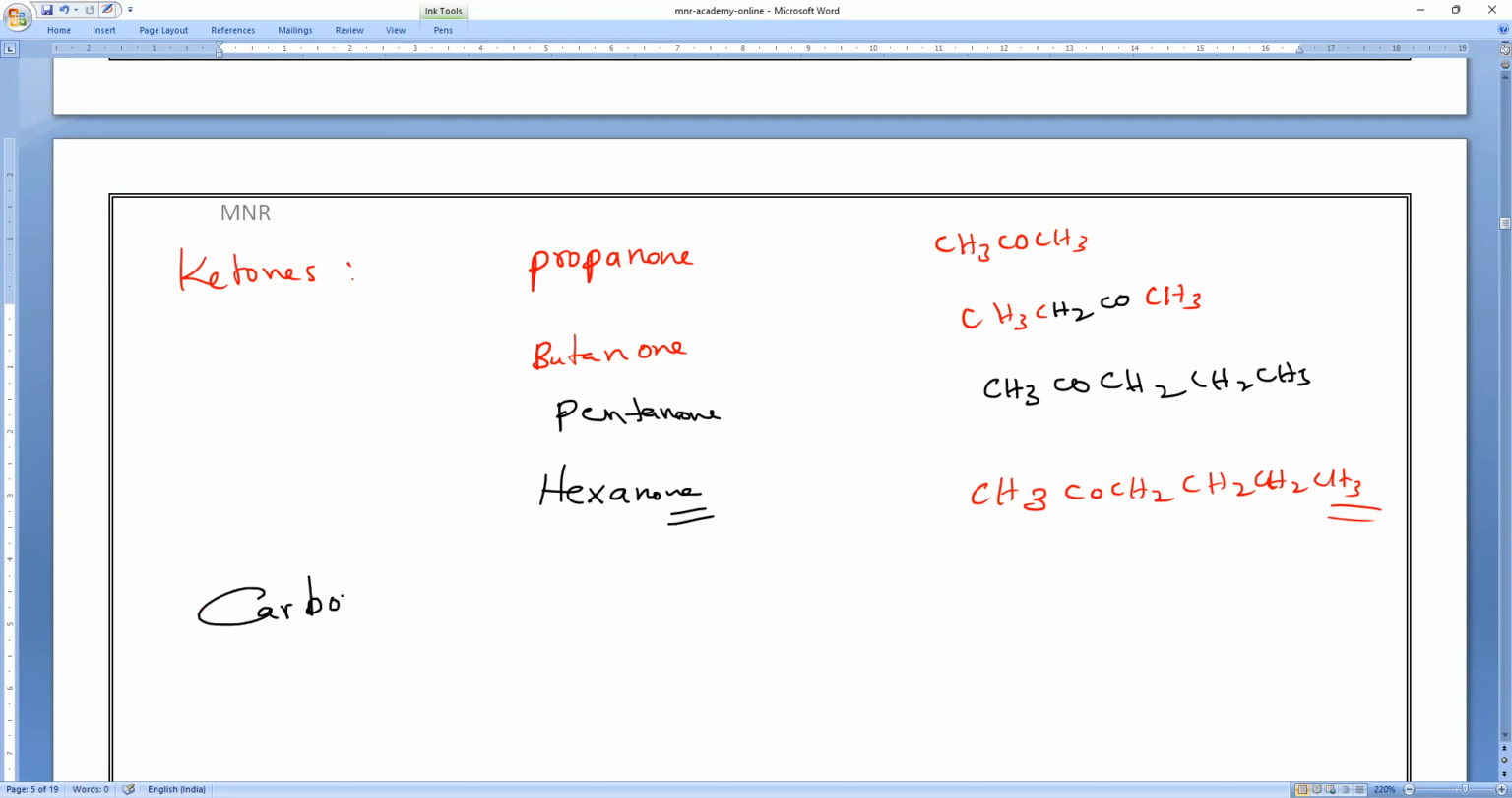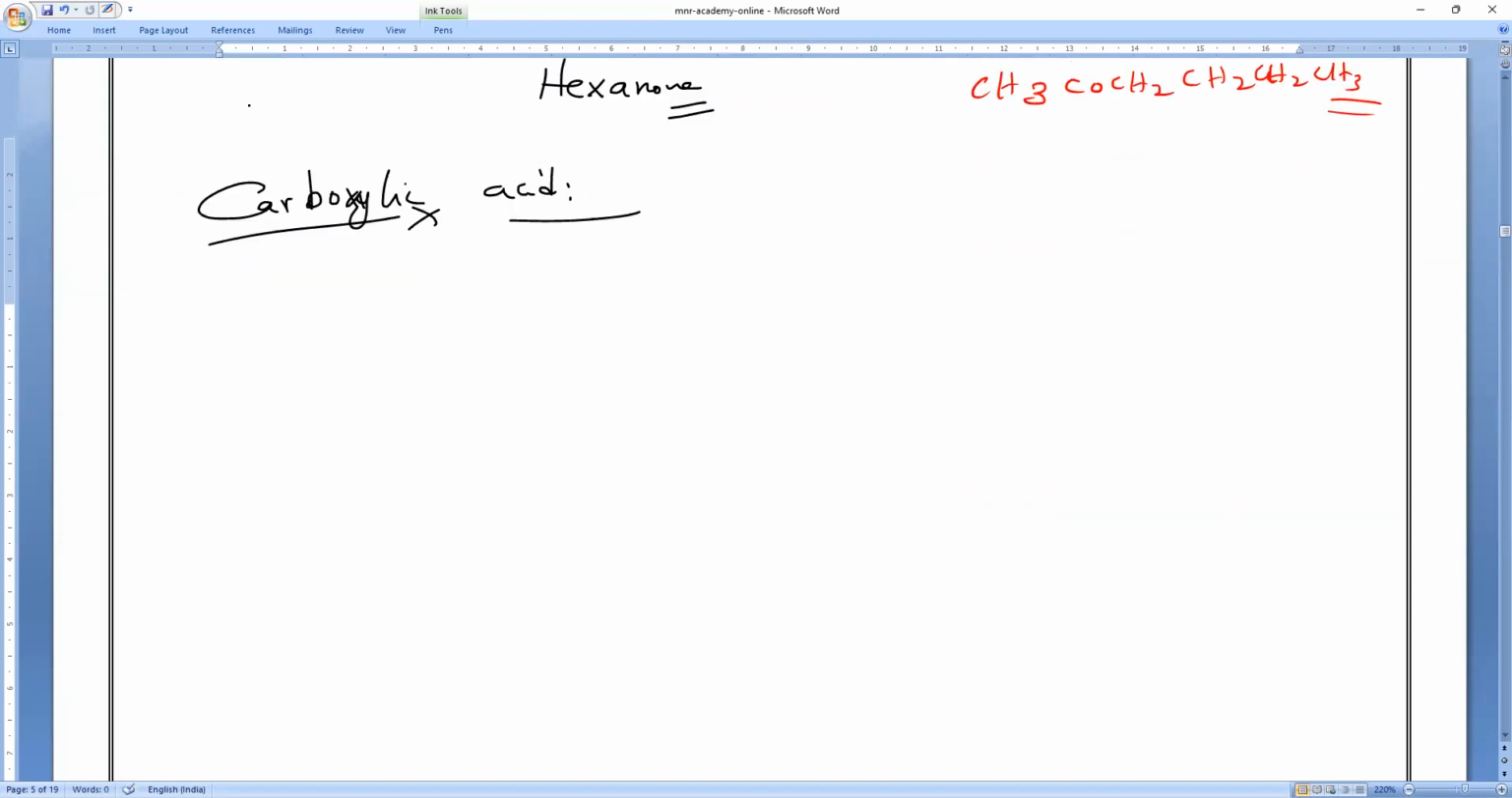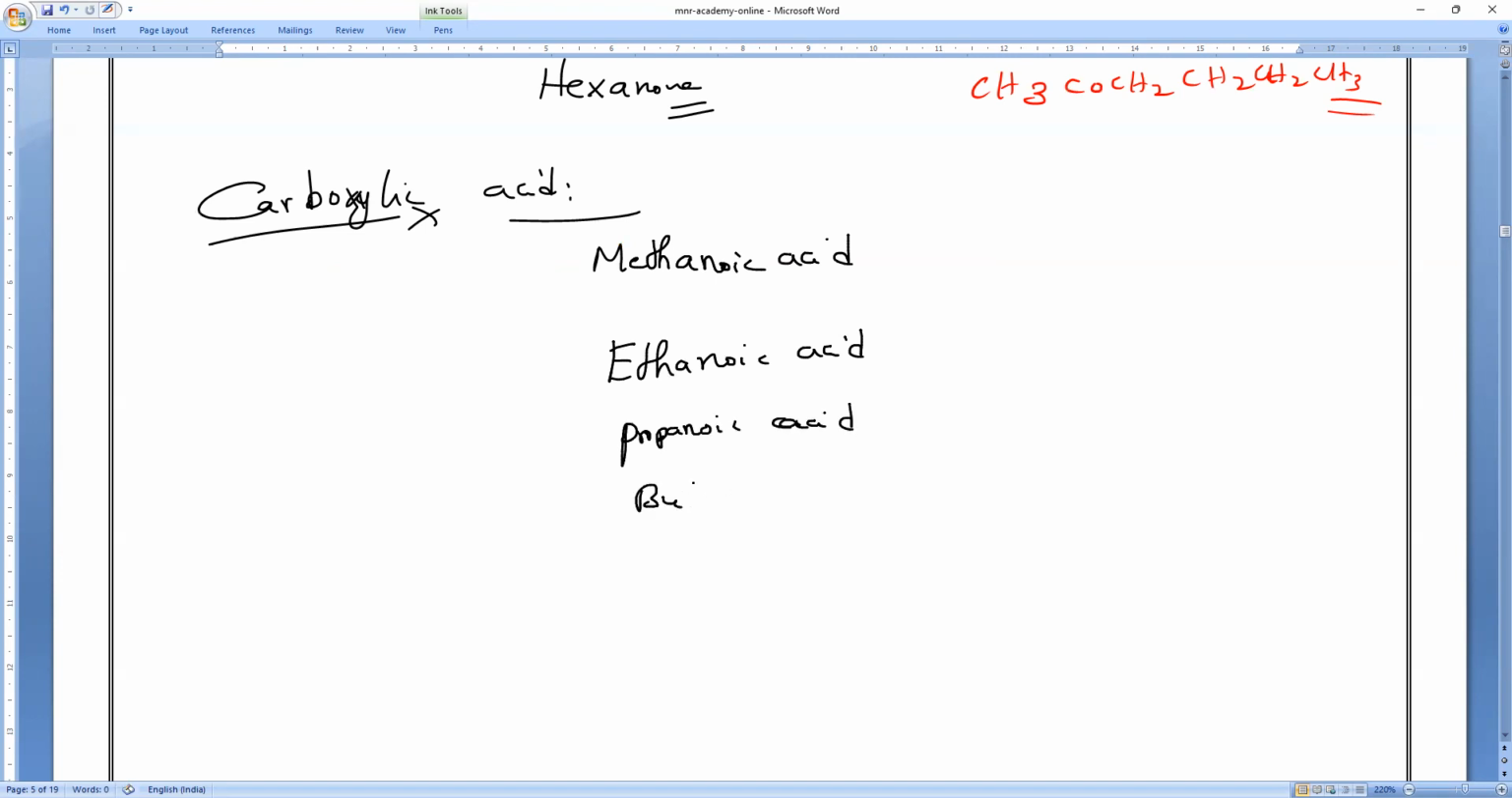Next, what is the last one? Carboxylic acid. Once again I'm saying, this will be in our board exam, out of these functional groups. What is the first carboxylic acid? Methanoic acid. Next one, ethanoic acid. Next one, propanoic acid. Next one, butanoic acid. Note the formulas, everybody; other than this, not required. Methanoic acid, HCOOH.